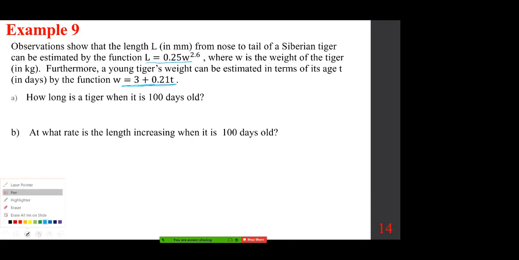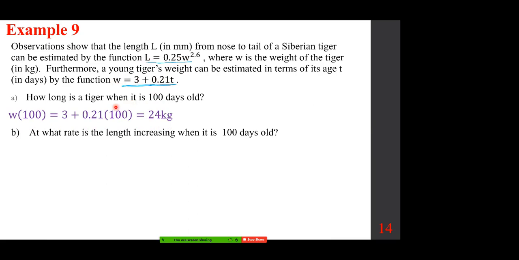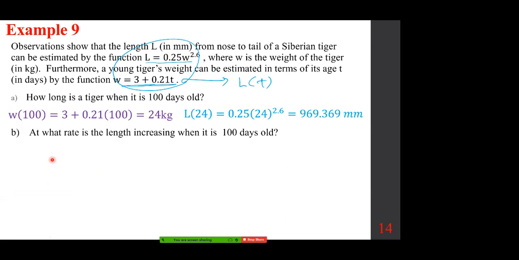This is elementary algebra, class. Just plug in 100 here, gives you the weight, and then the answer in here gives you the length. So that part is elementary. So the weight, replace the T with 100, you get 24. Now replace it in here and you're done. Also, you could do their composite function and find L of T and then plug in to find L of 24, okay, in case. All right, at what rate is the length increasing when it is 100 days old?